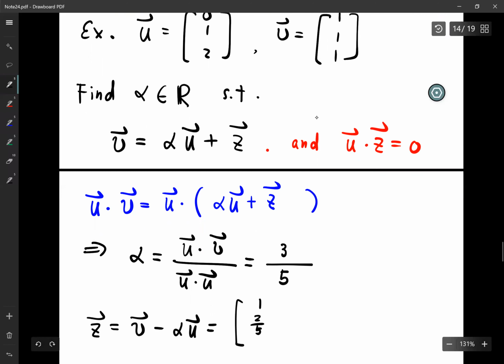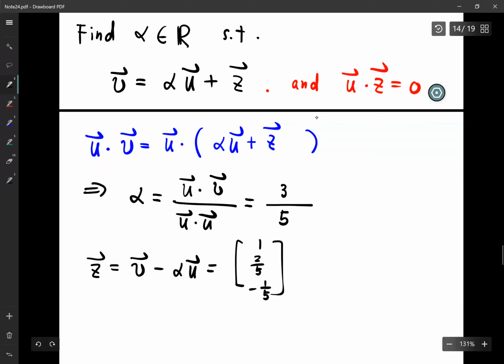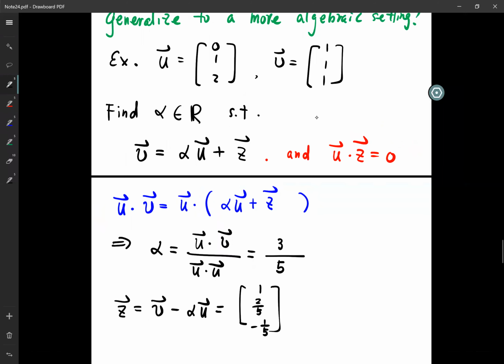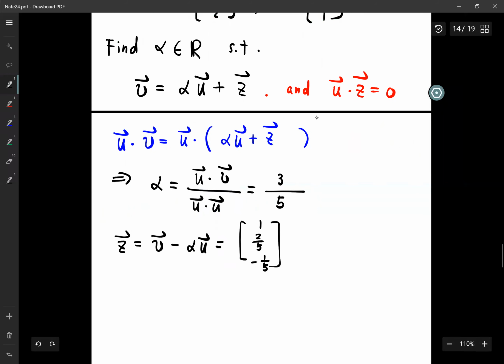And 1 minus this is minus 1 over 5. Okay, so we found Z. Now, if you want to check whether U and Z, these two vectors, are indeed orthogonal, you can do a direct computation. 0 times 0 is 0, 0 times 1 is 0, 1 times 2 is 2, 2 times minus 1 is minus 2, so it is indeed orthogonal. Any question?